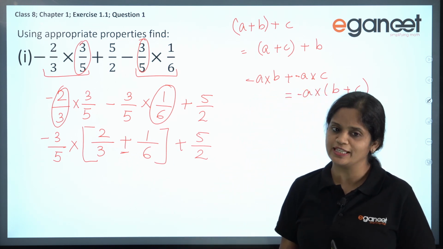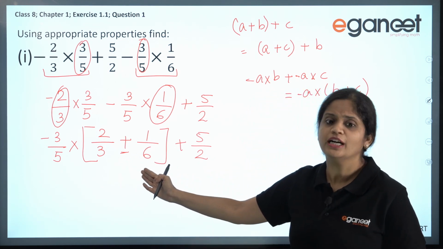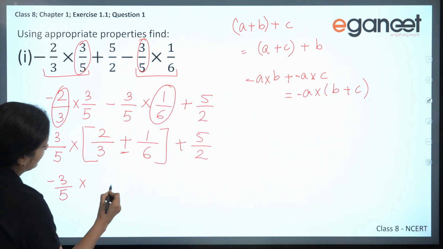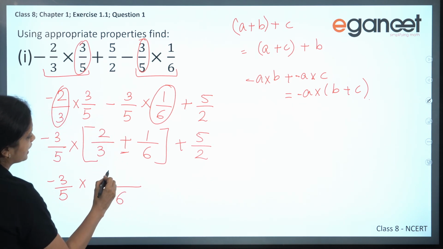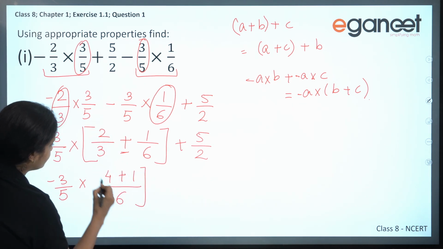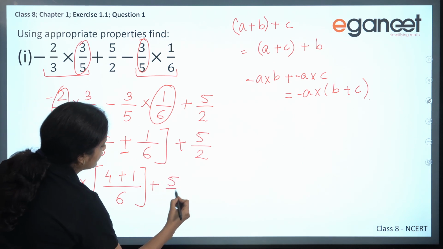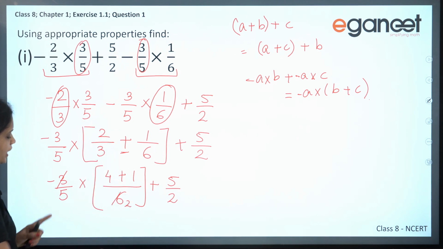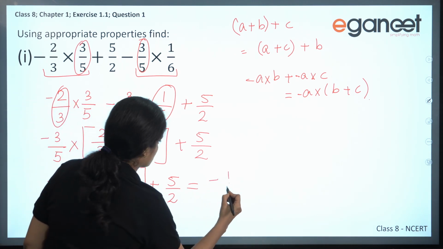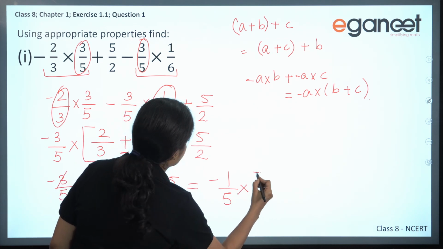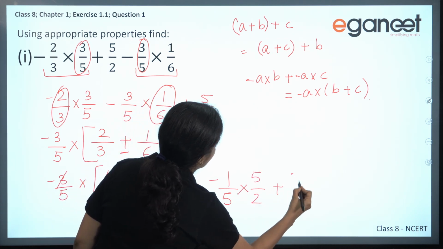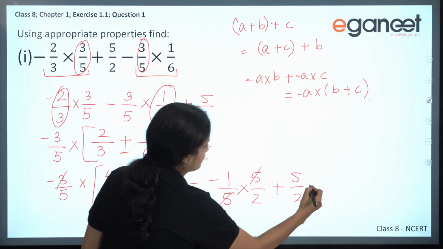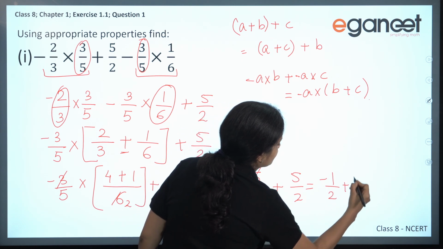Now the question is very simple. We will just simplify the bracket first. So I get a minus 3 by 5 over here. This will have 6 as the LCM. This becomes 4 plus 1, and finally it is added to a 5 by 2. Observe 3 and 6 can get cancelled, giving you a 2, and here I get minus 1 by 5 multiplied with 5 by 2 plus 5 by 2. So this 5 and this 5 get cancelled, and what are you left with? Minus half plus 5 by 2.